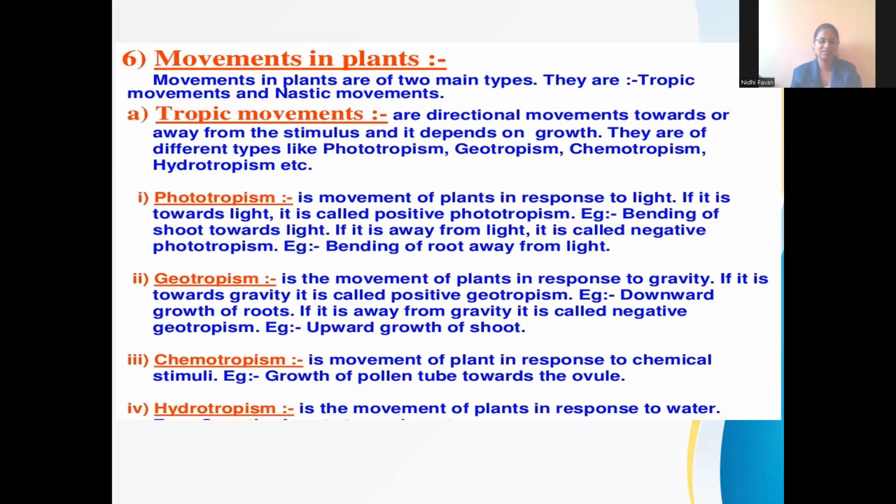What is geotropism? It is the movement of a plant in response to gravity. If it is towards the gravity, then it is positively geotropic. If it is away from the gravity, then it is negatively geotropic. So when we consider a plant over here, suppose you consider a plant. So these are the root structure, fine.